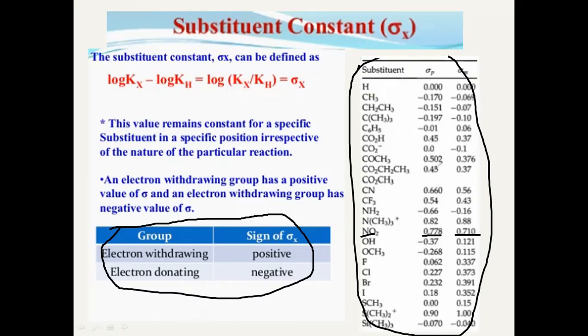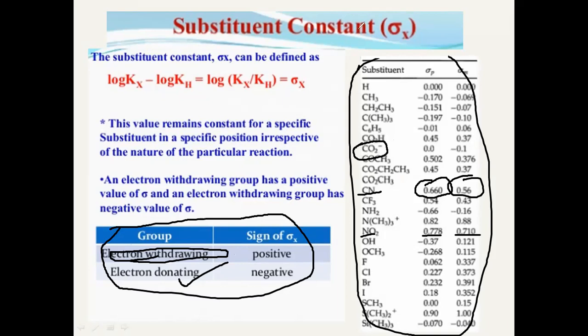So from this table you can also judge the same thing. If you see the cyanide group and its value at para and meta, are these positive or negative values? Positive values. Which means the cyanide group is an electron withdrawing group. Similarly, you can go for this one, very interesting.